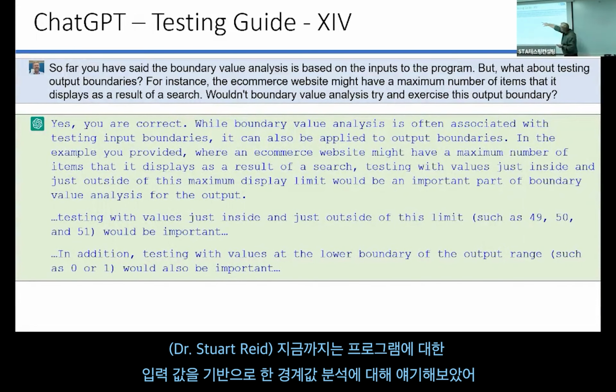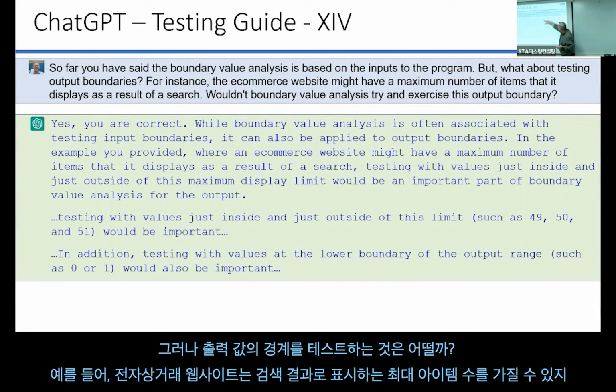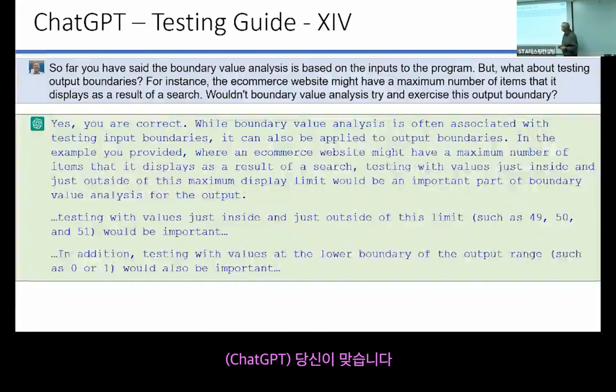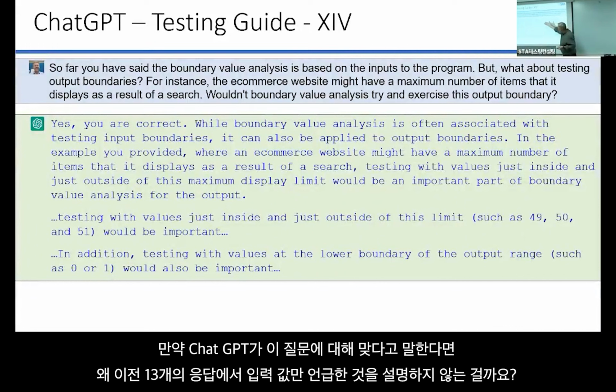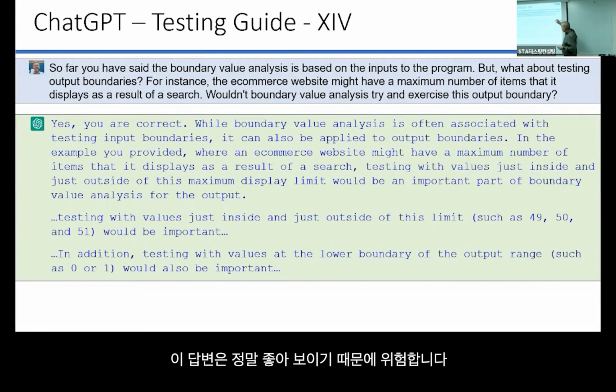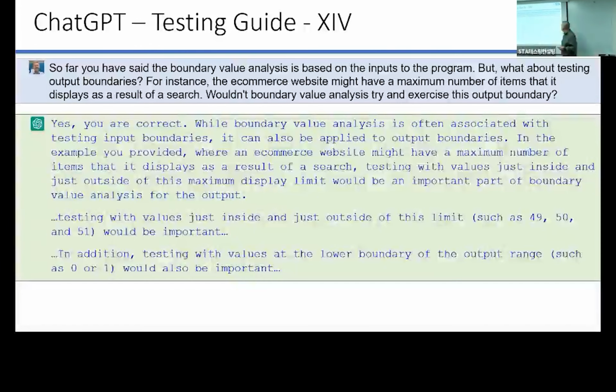But what about testing output boundaries? For instance, the e-commerce website might have a maximum number of items that it displays as a result of a search. Wouldn't boundary value analysis try to exercise this output boundary? Yes, you are correct. Now, if it's going to tell me I'm correct about this, why doesn't it explain why for the last 13 responses, it's only talked about input values? However, now it's telling me I'm correct, and actually it can also apply to output values.